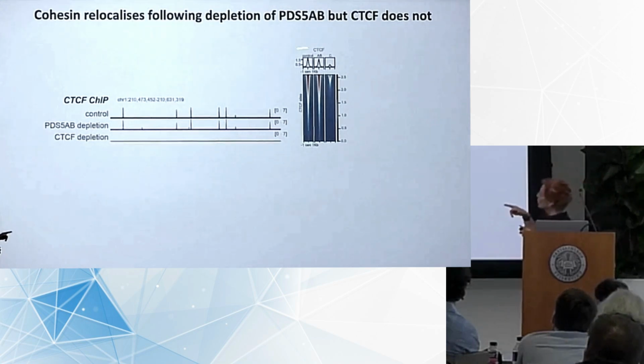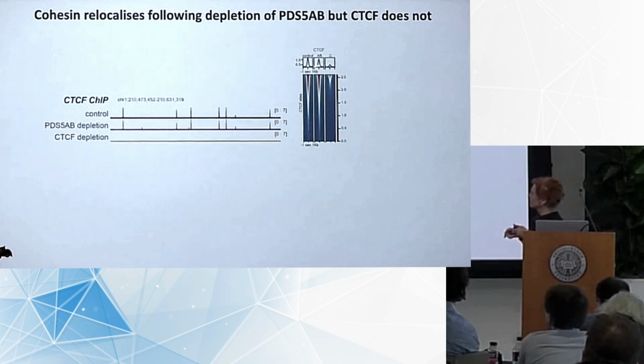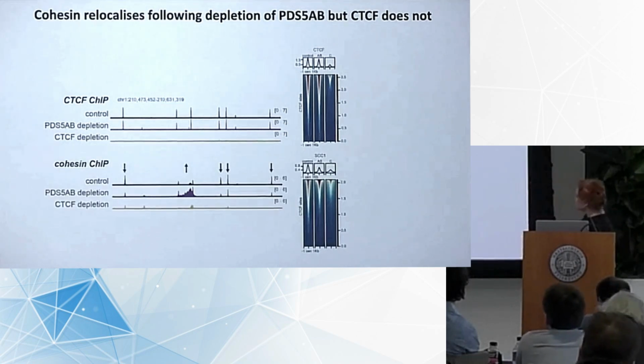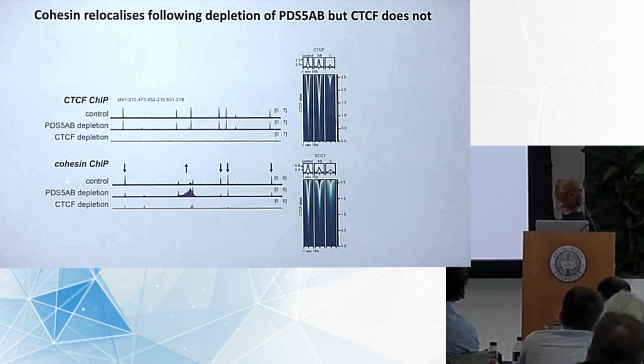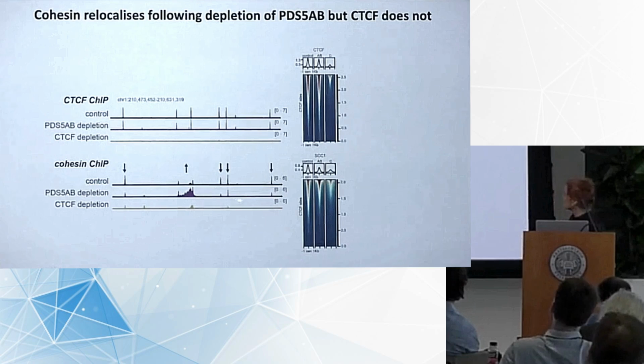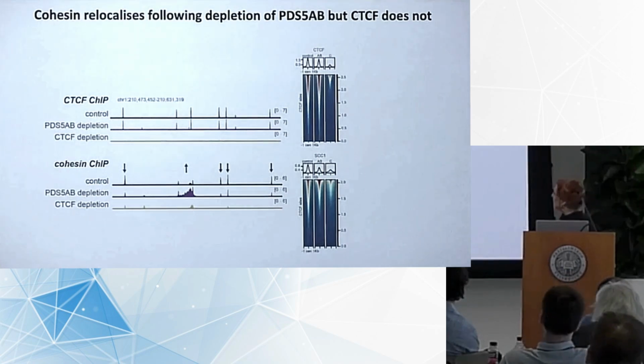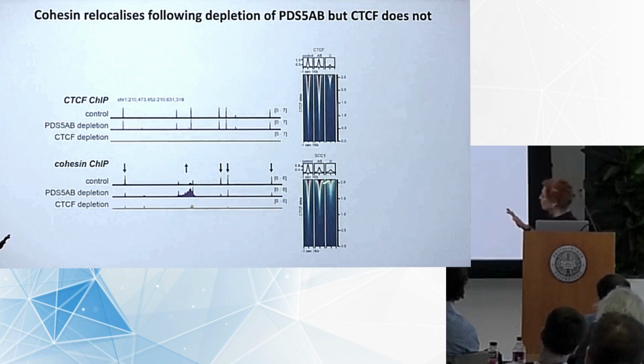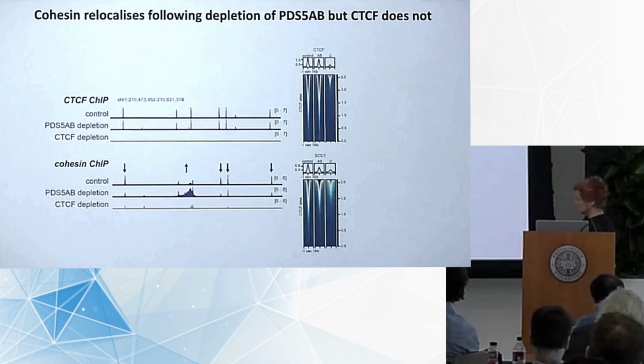Now, here is the genome-wide analysis where we do a pile-up of CTCF at CTCF sites, and we can see there is not a big difference. However, if we look now at cohesin, then we can observe that PDS5AB depletion results in smaller peaks at CTCF sites. Not as small as upon CTCF depletion, but still significantly smaller. And this we can see in this pileup of cohesin at CTCF sites.